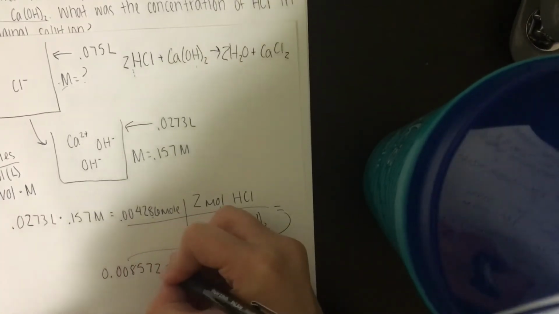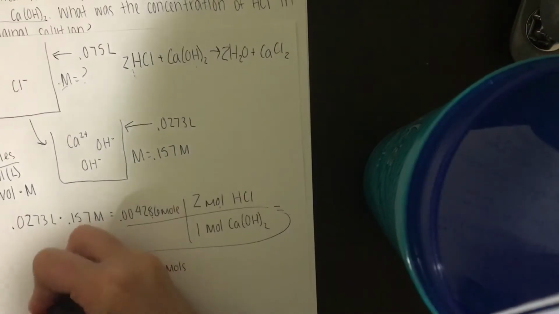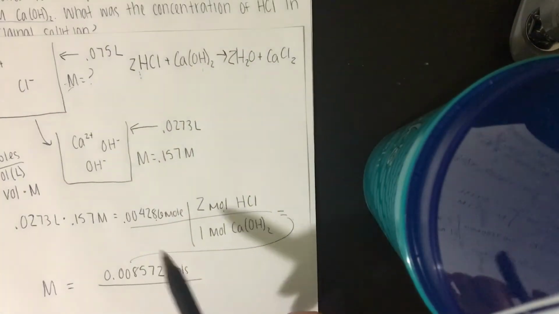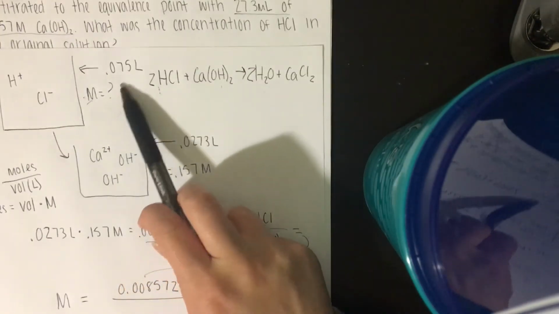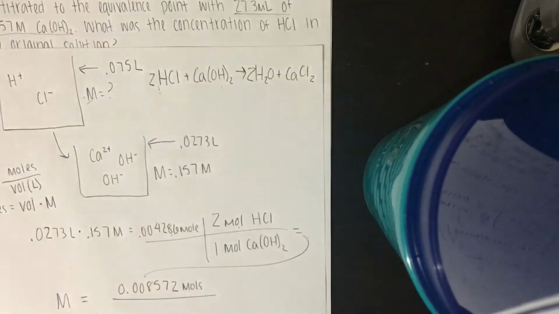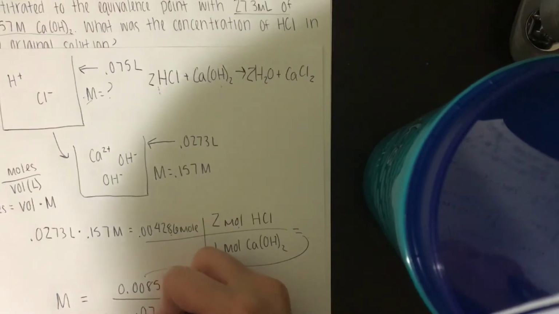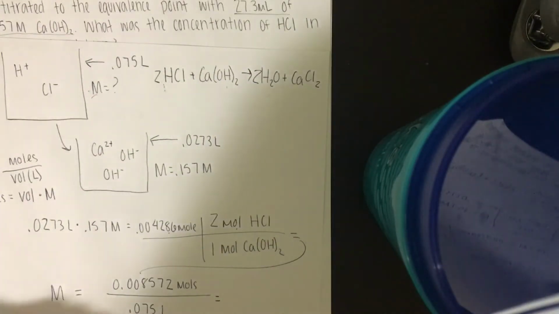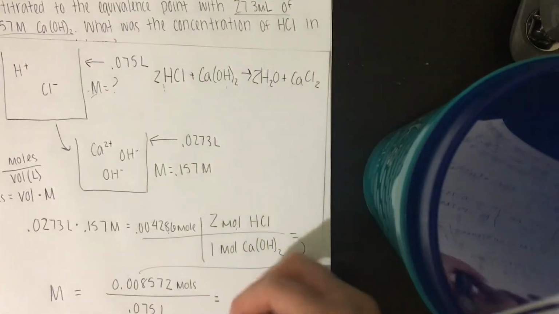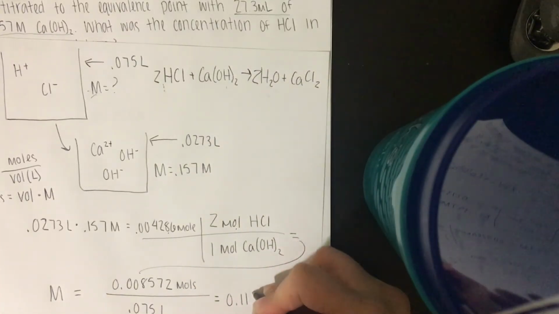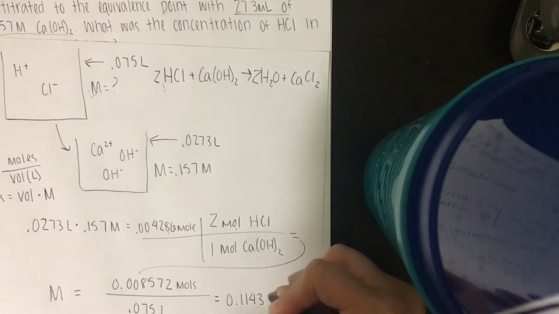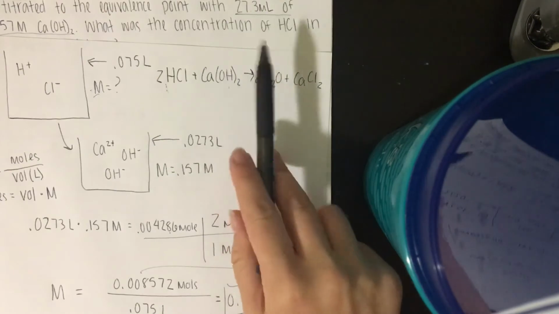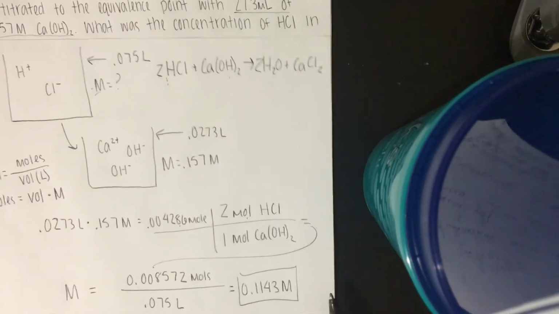which gives you 0.00857 moles. And then to get the concentration, we have to divide those moles by the volume, which we already have from up here, which is 0.075 liters. That gives you 0.1143 molar. So that is the concentration of the hydrogen chloride.